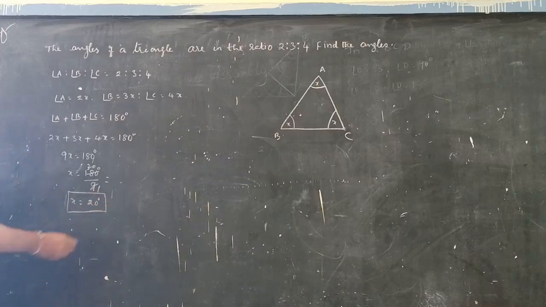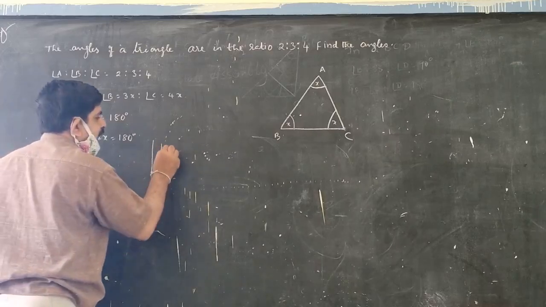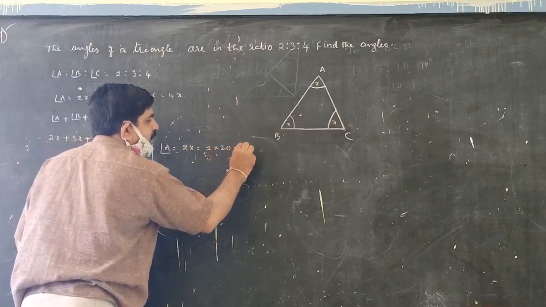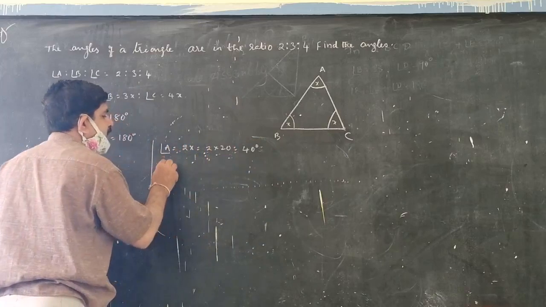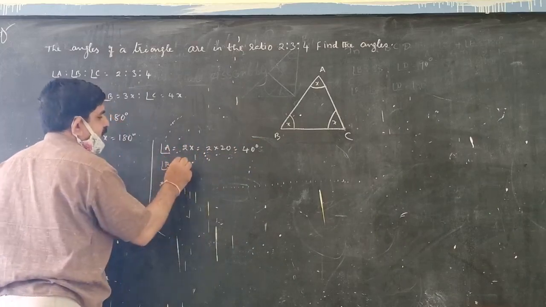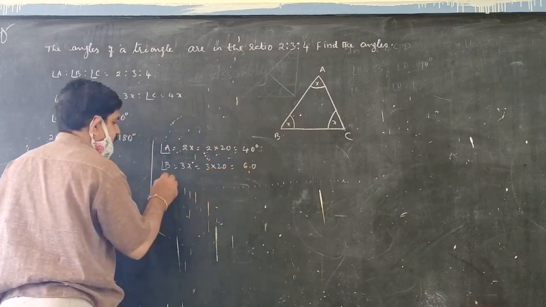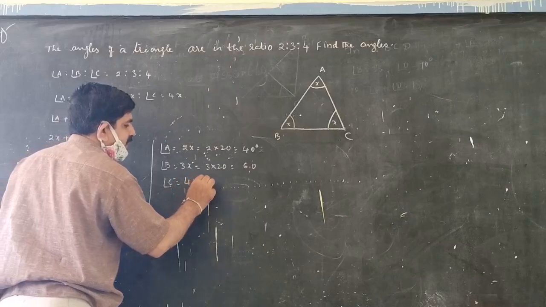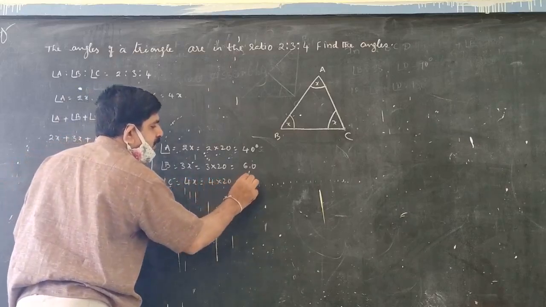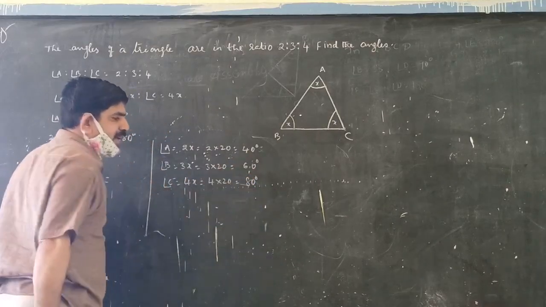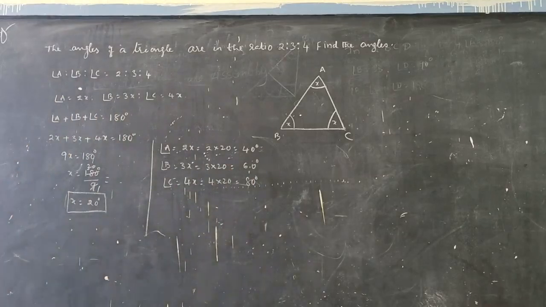Now we have to find each angle. Angle A is equal to 2x, that is 2 into 20 is equal to 40 degrees. Angle B is equal to 3x, 3 into 20 is equal to 60 degrees. And angle C is equal to 4x, 4 into 20 is equal to 80 degrees. Now 80 plus 60 is 140. 140 plus 40 is 180 degrees. The sum of three angles in a triangle is 180 degrees, correct?